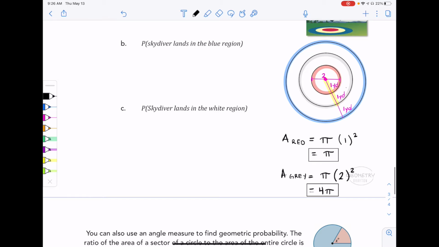And then lastly, we need to find the area of the blue circle. So same thing, we're looking for the total area of the blue circle, which is pi times the radius of 3. We have 1 yard to 3 yards. So pi times 3 squared, which is equal to 9 pi.